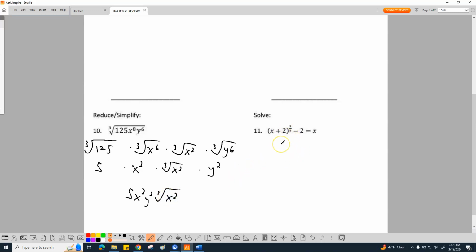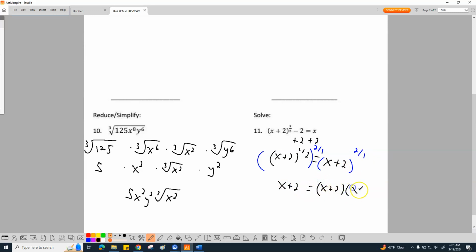This one here, number 11, is basically you're going to add 2 on both sides. Make sure you add 2 on both sides. And then you're going to end up with x plus 2 to the 1/2 equals x plus 2. Then you're going to basically get rid of this by multiplying it by the opposite denominator thing. Remember when you flip it? The reciprocal is what I'm looking for. You flip it, and that's how you multiply it out. And you end up with x plus 2 equals x plus 2 times x plus 2.